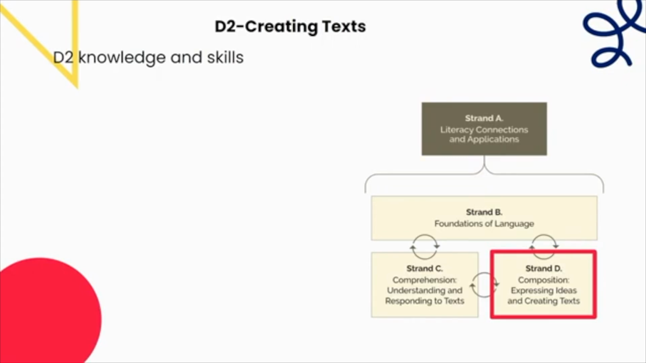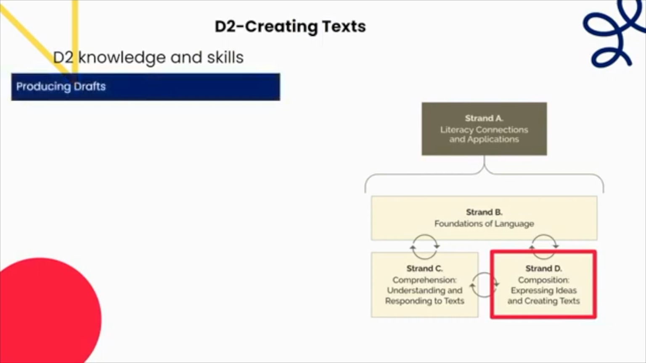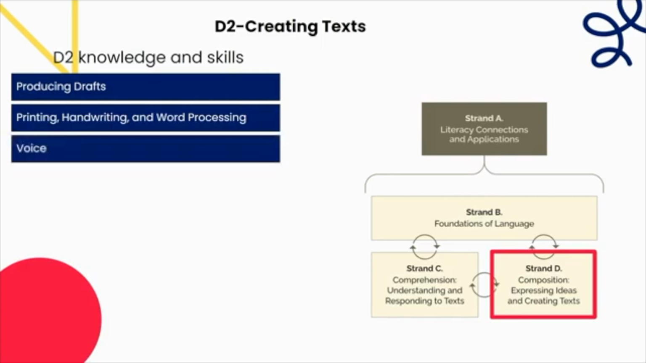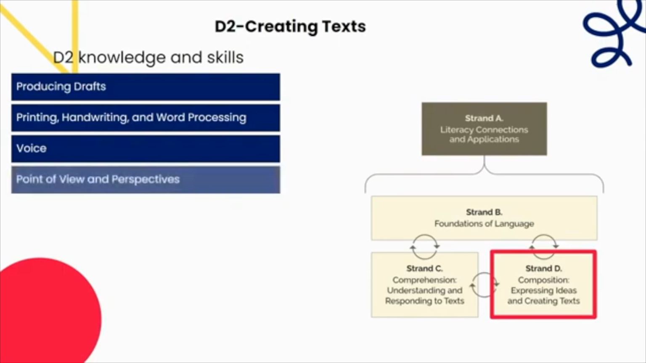This overall expectation includes producing drafts using a continuum of transcription skills, starting with printing, then handwriting, and finally word processing. Students find their own personal voice using words, phrases, and elements of style to express their thoughts, feelings, and opinions on topics. Students will identify the points of view used in their own texts, as well as begin to identify the bias, both implicit and explicit, conveyed in their writing.